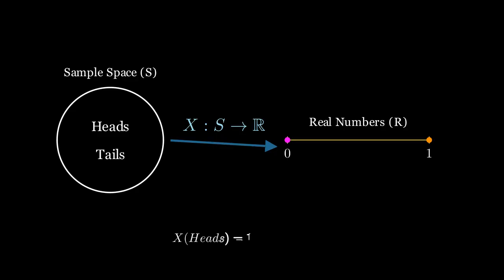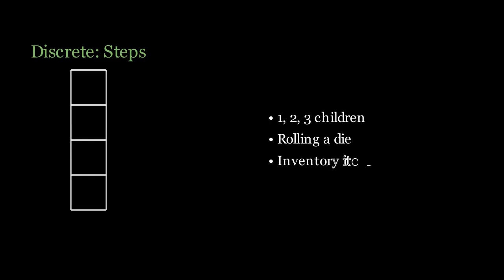Random variables come in two main flavors, discrete and continuous. Let's start with discrete random variables. These are variables that have a countable number of possible values. Think of them as steps on a ladder. You can have 1, 2, or 3 children, but you can't have 2.4 children. Common examples include the number of cars passing through a toll booth, the result of rolling a die, or the number of defective iPhones in a production batch.